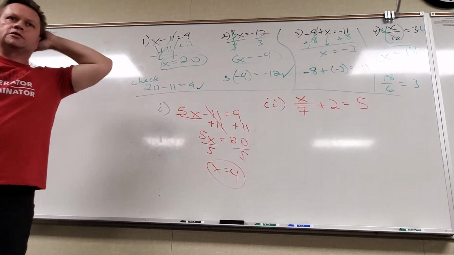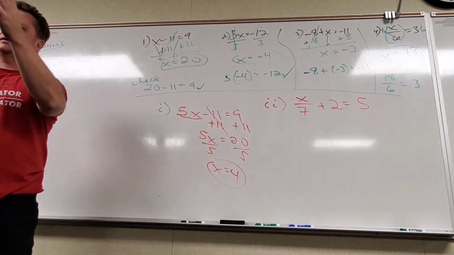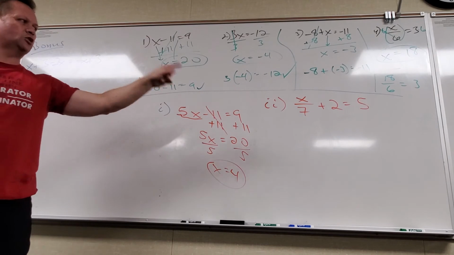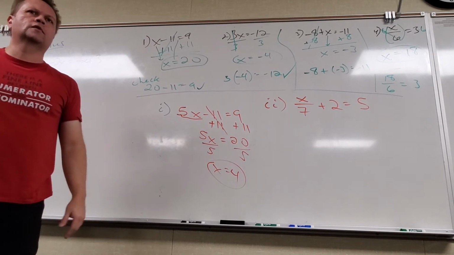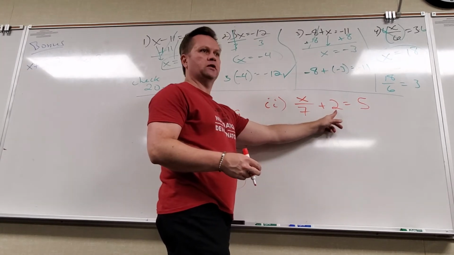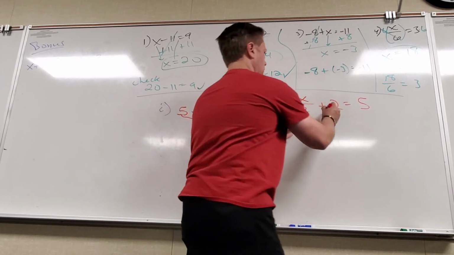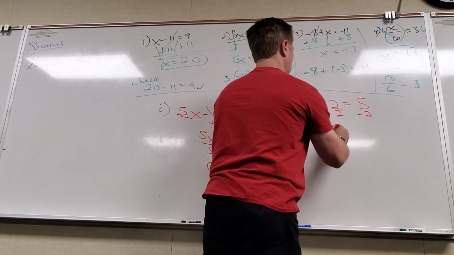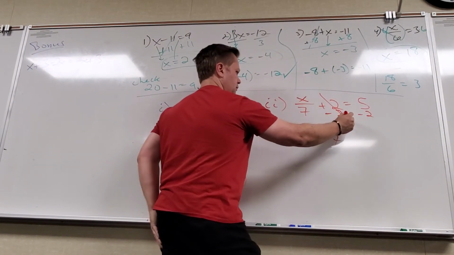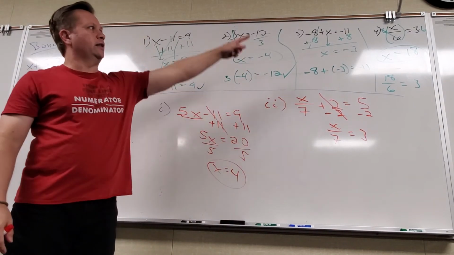There's a couple things you could do first, but if you strictly follow what I've been saying, what term has x in it, x over 7? Why is that term not by itself? Positive 2, because of the plus 2. How do you kill the plus 2? Subtract 2. Minus 2, minus 2. This cancels. Equals 3.